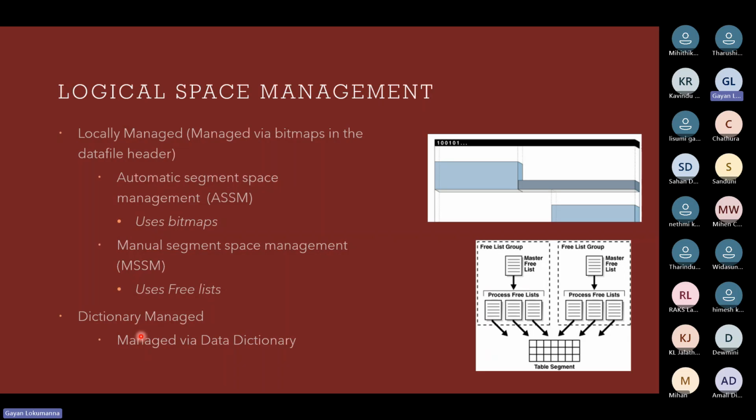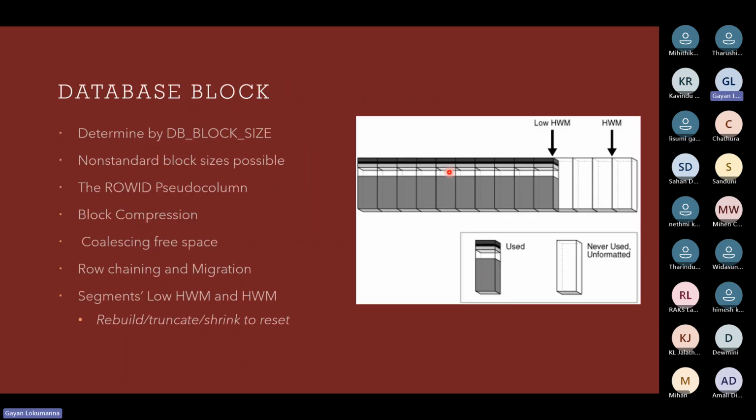I can't recall, but dictionary managed is getting obsoleted, so we don't need to think too much about it as well. But if it is manual segment space management, then we use free list. But then again, in modern versions, we don't use free list as well. We make use of automatic segment space management, which uses bitmaps. Okay. So when you are creating a tablespace, I'll be able to show you how this is put into action.